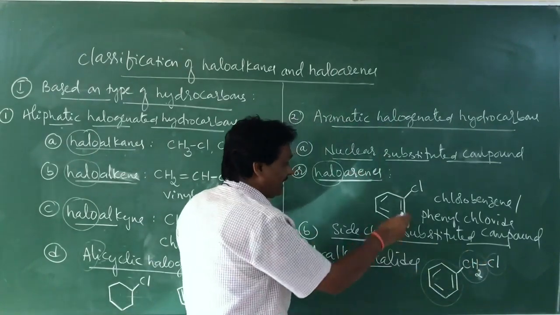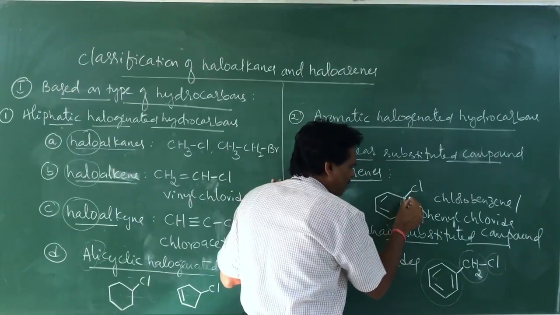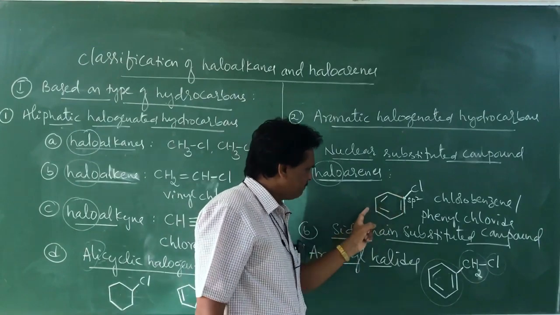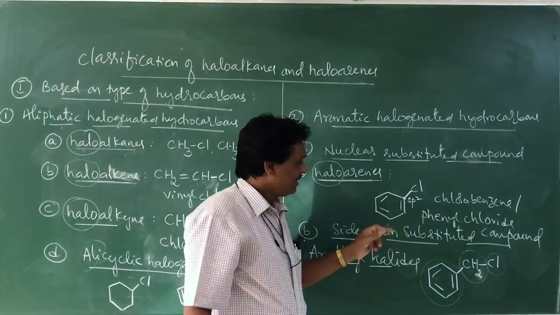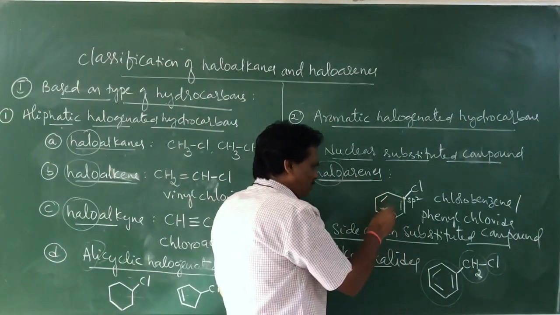In haloarenes, the halogen atom is attached to an sp2 hybridized carbon atom. Because in benzene, all the six carbon atoms are linked by double bonds. The number of double bonded carbon atoms in benzene is six. There are three double bonds.